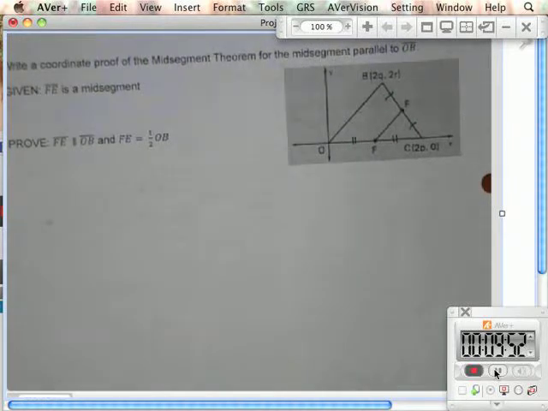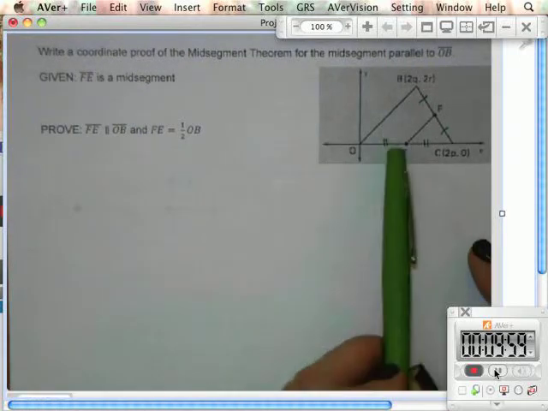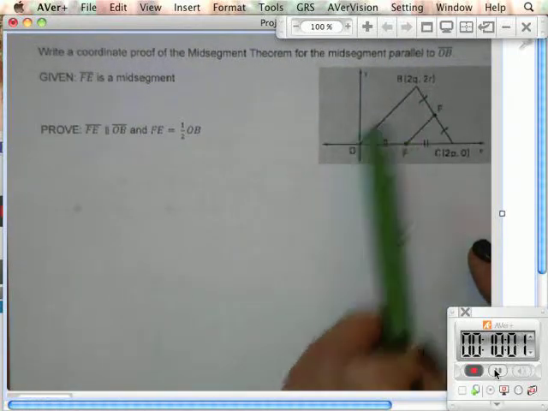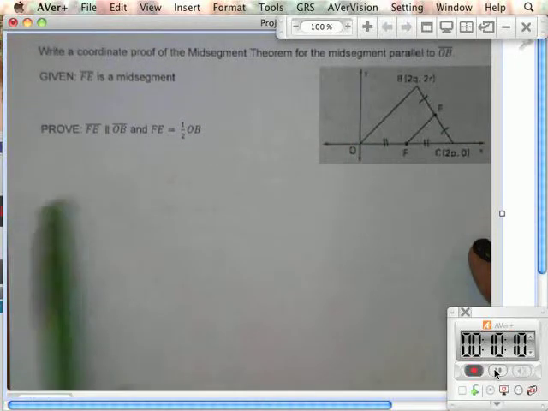And maybe that, I don't know if that'll help us or not, but we'll put that on there because that's what they gave us. So, we have to prove that FE, which is right here, is parallel to OB. We could do that with slope, which we probably will, okay? We also have to prove that this is half of OB.